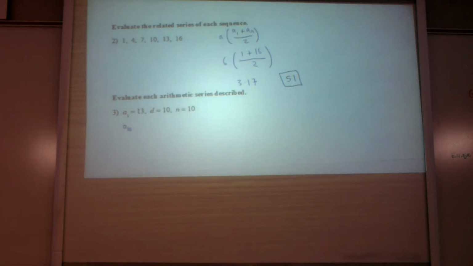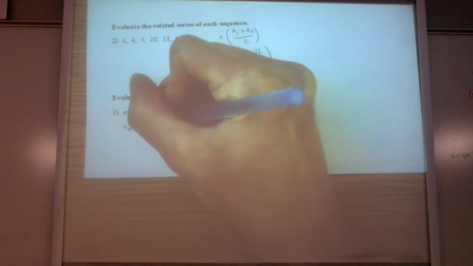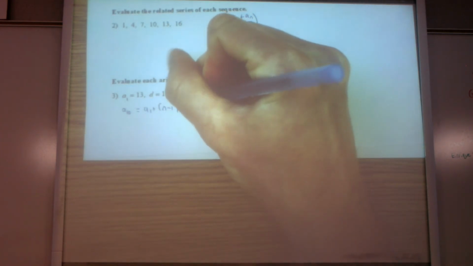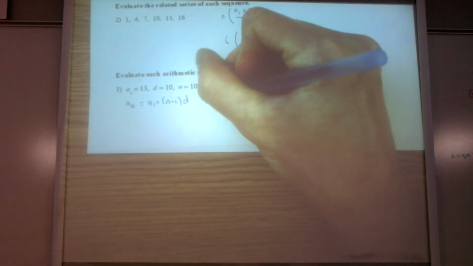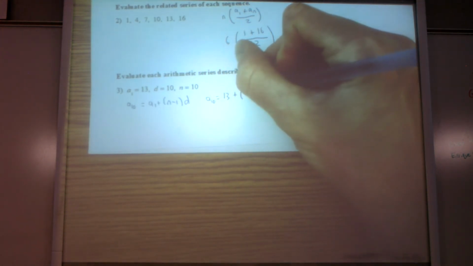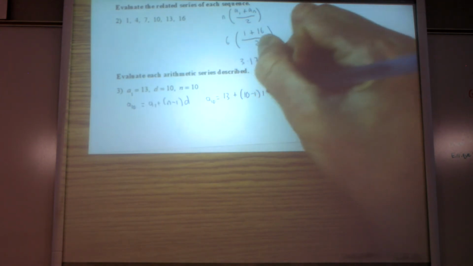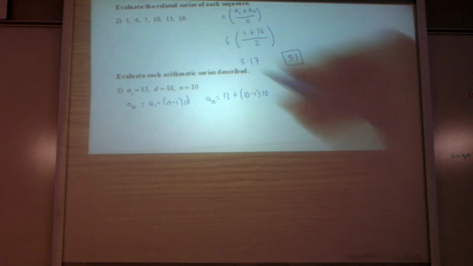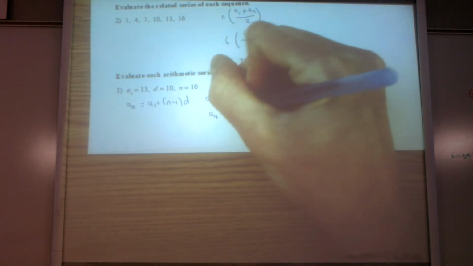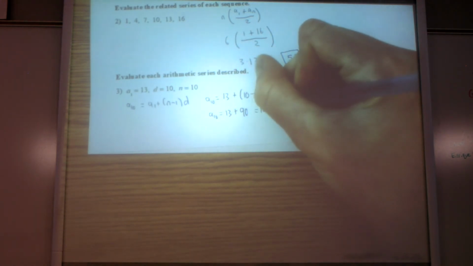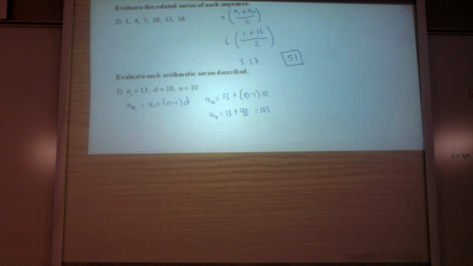Well, if we use the explicit formula that you learned a few lessons back, we know that that is just the first term plus n minus 1 times your common difference. So let's plug that in. To get the 10th term, we would take our first term of 13, and then we do 10 minus 1 times our common difference of 10. 10 minus 1 is 9, and 9 times 10 is 90. So this would be 13 plus 90. So this would be 103. So the last term is 103.